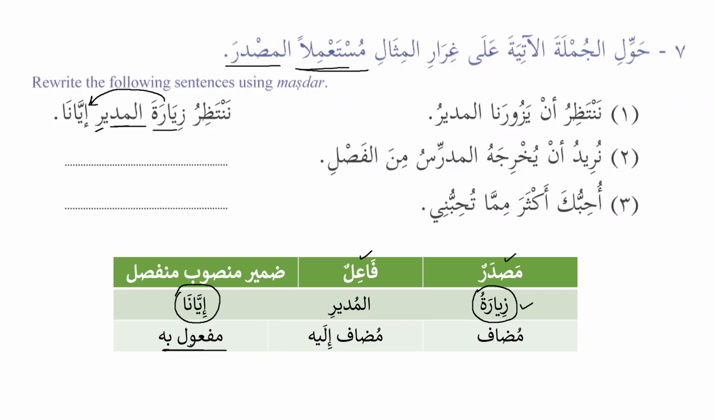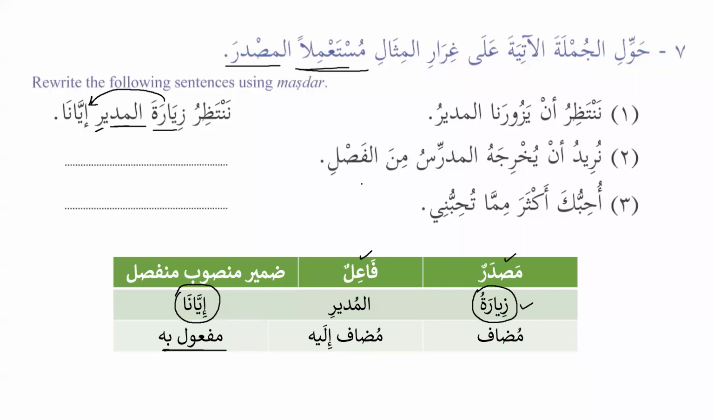It could be a slightly new construction, and as I mentioned in the previous lesson, we don't really find lots of examples of this in the books of Sarf and Nahw, but we do find examples of this in the Quran. So whenever you see that there is a masdar and after the masdar, maf'ul bihi is mansub, that means the masdar is being used as amil. Okay. Now we have nuridu an yukhrijahu al-mudarrisu min al-fasl.